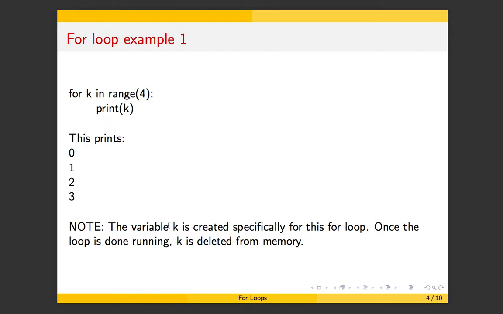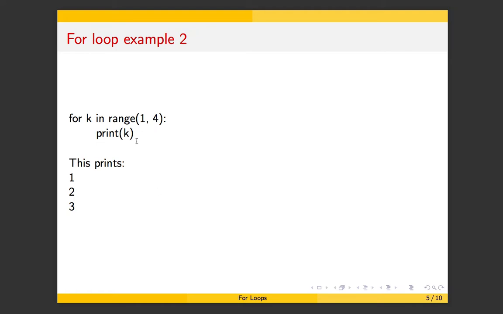Yeah, so again, the variable k is created specifically for this loop. Once the loop is done, k is done. Okay, here's another one. For k in range, now I give it 2 values. Notice 1, 4. Now k will start at this value, 1, and it will end just before this value.